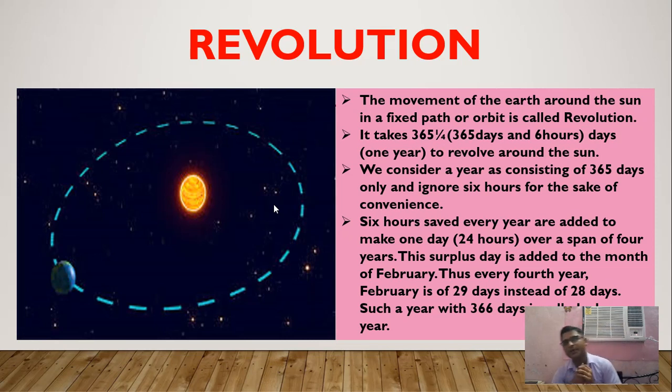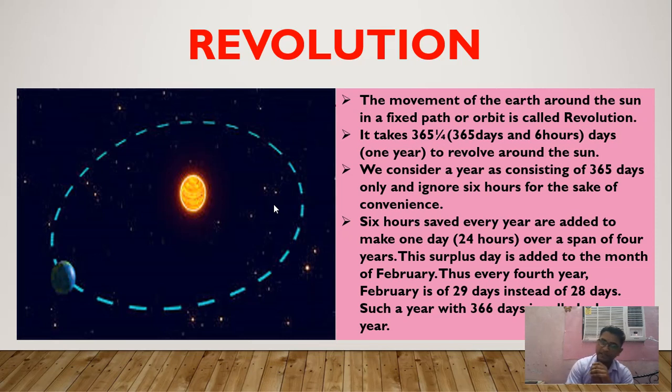Like now, 2020: is it divisible by 4? Yes. So 2020 is a leap year. In this year you all maybe remember that February was of 29 days. In every leap year February is of 29 days and the whole year is of 366 days. Which will be the next leap year? 2024. Before it, which was the leap year? 2016 was the leap year.